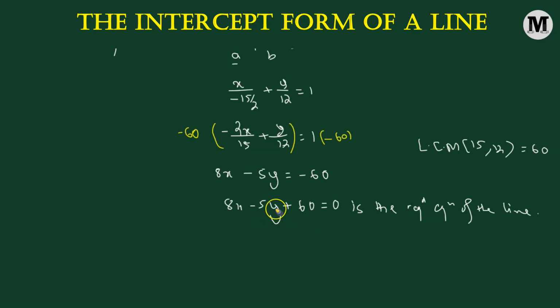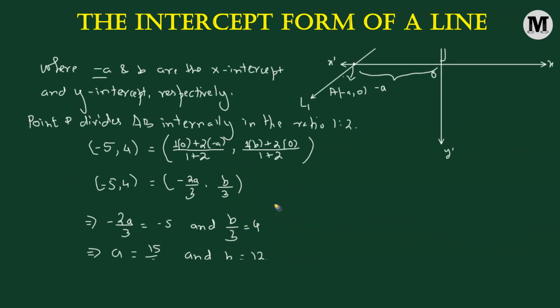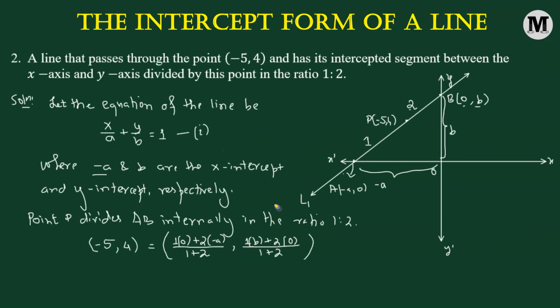Now, this is not the only possibility. There is one more possibility. The other possibility being, since it's mentioned here that the line is going to pass through the point negative 5 comma 4, and it is intercepted between the x-axis and y-axis and divided by this point into ratio 1:2. So the other possibility is that the line passes through the point. Let me sketch that line. So the line L2, which is represented by the yellow line, this is also another possibility. It is also passing through the point P negative 5 comma 4.